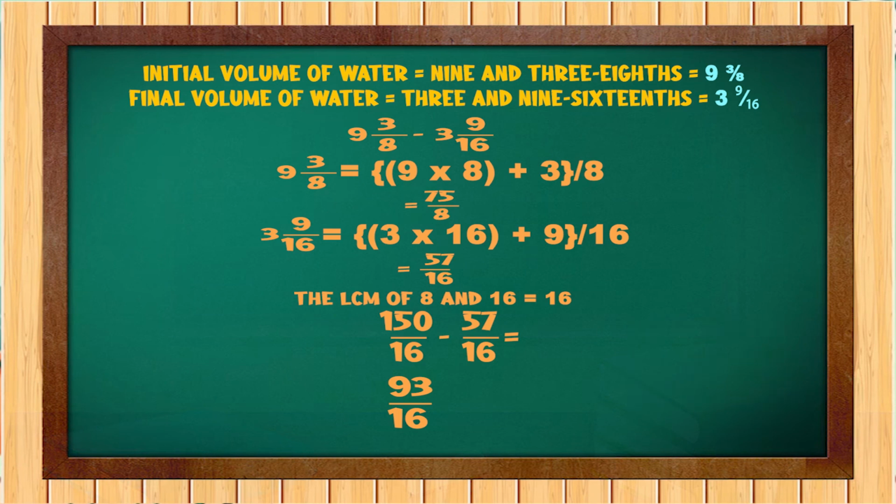So since we have similar denominators, all we need to do is subtract the numerators. In this case, we're subtracting 150 from 57. When we're finished subtracting the numerators, we would arrive at an answer of 93/16. However, this answer must be converted back into a mixed number. To do this, we simply divide 93 by 16. 93 can be divided into 16 5 times with 13 remainder. So 5 becomes the whole number, 13 is the numerator, and then we write back the denominator of 16. Therefore, the liters of water that were consumed by the players is 5 and 13/16.